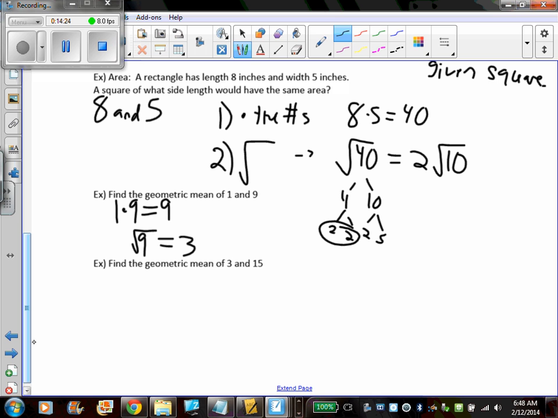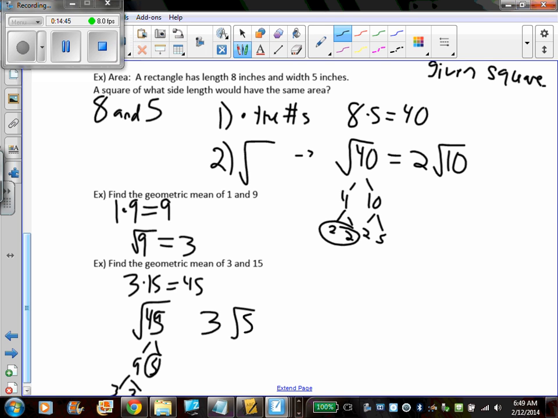Last one here, just as one more example. 3 times 15 is 45. Square root of 45. Well, we can split this one up. 9 and 5. 9 splits to 3 and 3. We have a pair of 3's that will turn into one 3 on the outside, and that 5 left over will give us 3 root 5.